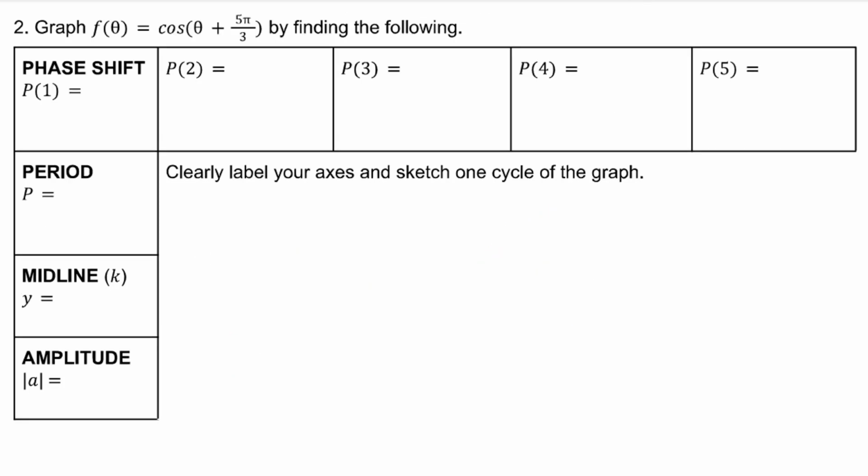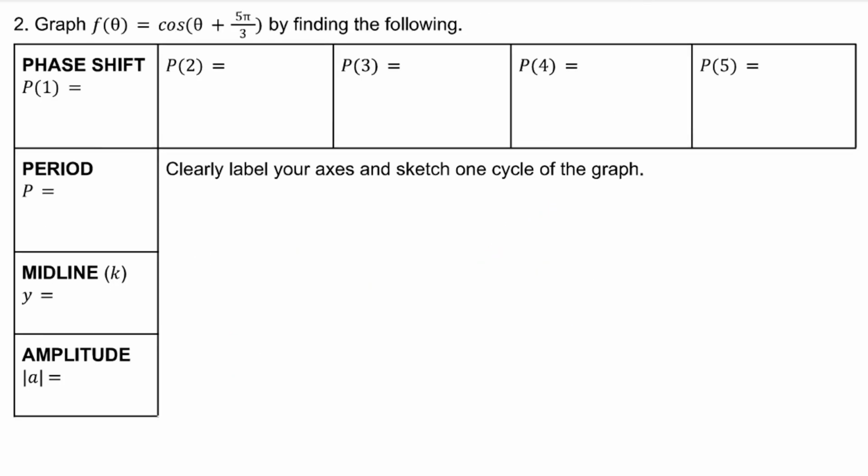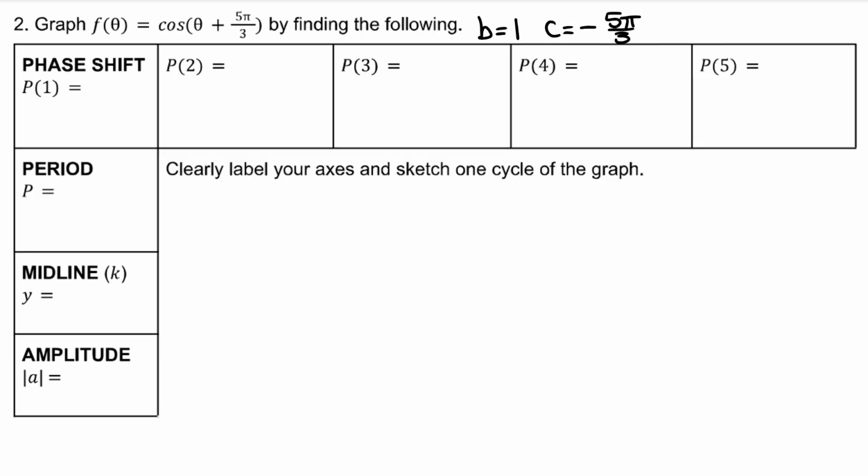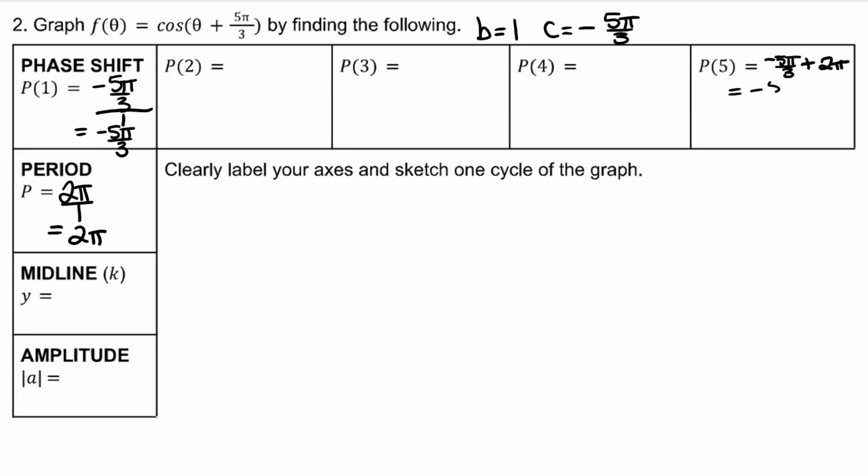Now let's graph cosine of theta plus 5 pi thirds. B, the coefficient of theta, is 1, and C is negative 5 pi thirds, because our original formula has a subtraction symbol. First find the phase shift and then the period. Now find P5. Then use averages for P3, P2, and P4.